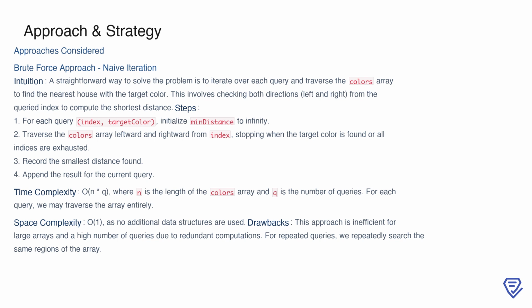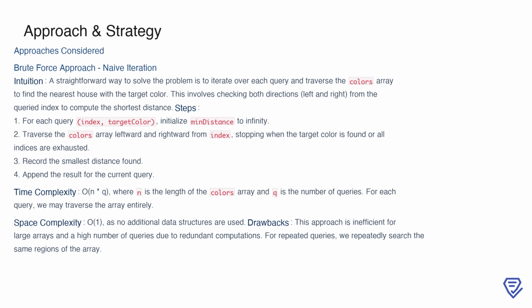The steps are simple. For each query, we initialize the minimum distance to infinity, traverse the array in both directions from the given index, and record the shortest distance once we find the target color. While this method is easy to understand, it has significant drawbacks.